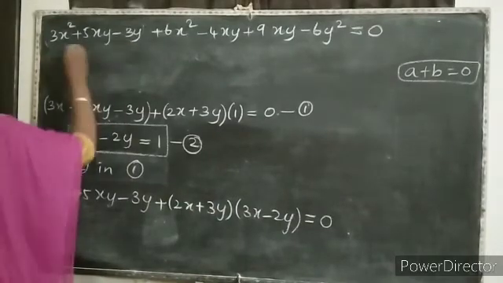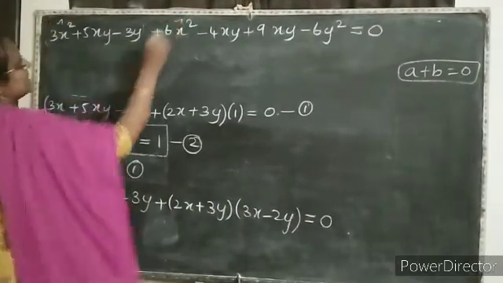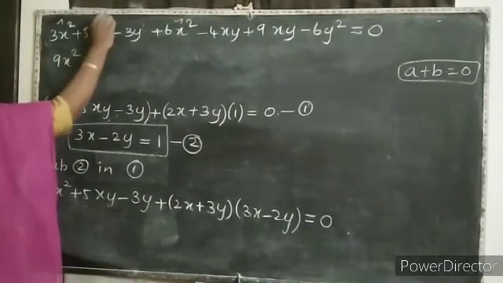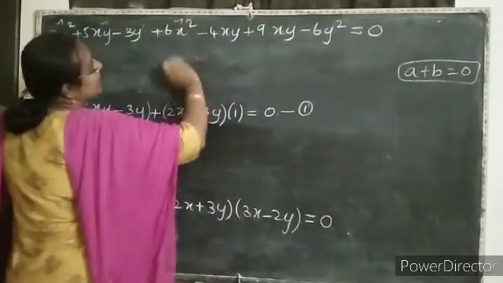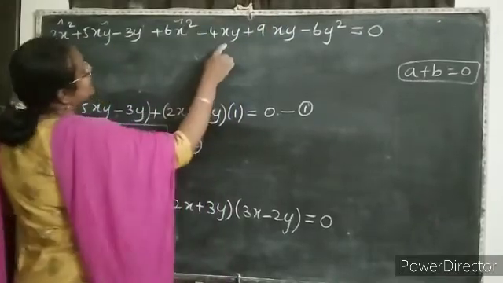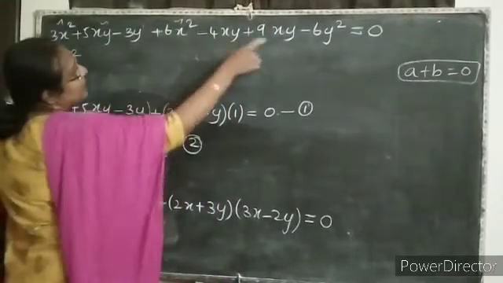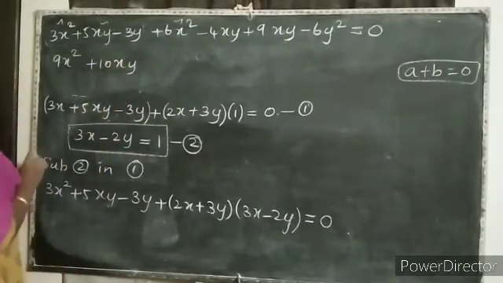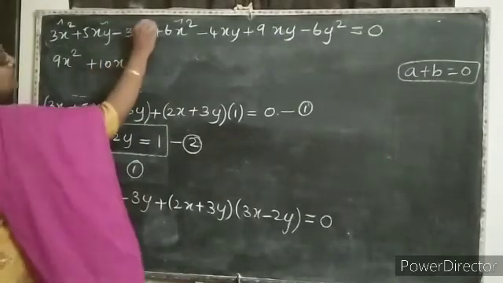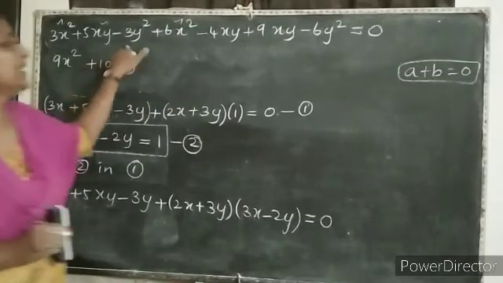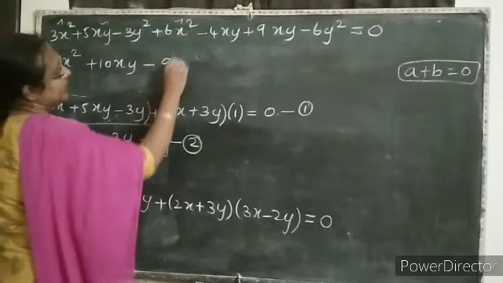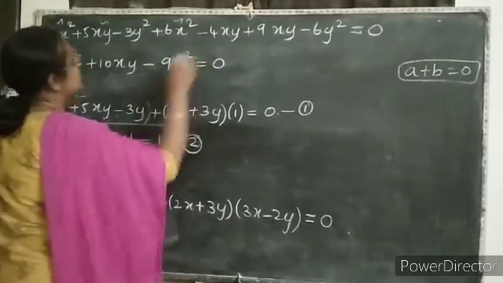Now we are going to segregate. Look into this: 3x squared plus 6x squared will give you 9x squared. Yes or no? Now 5xy minus 4xy will give you 1xy plus, so we will get 10xy. Yes or no? Okay. Now here I have 3y squared, isn't it? So minus 3y squared minus 6y squared will give you minus 9y squared is equal to 0.